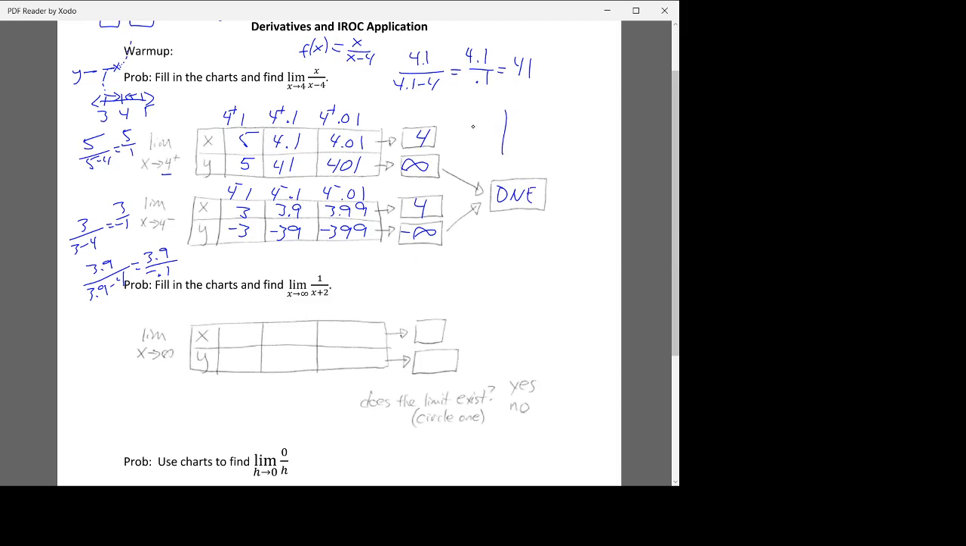And basically, in the picture, what's going on here is we have 4 out here, and what we're saying is, as we get closer and closer to 4 from the right, the y values are getting larger and larger. So from the right, the y's are going up, and from the left, they're going down. So we have this asymptote here, and they're not going to the same place.